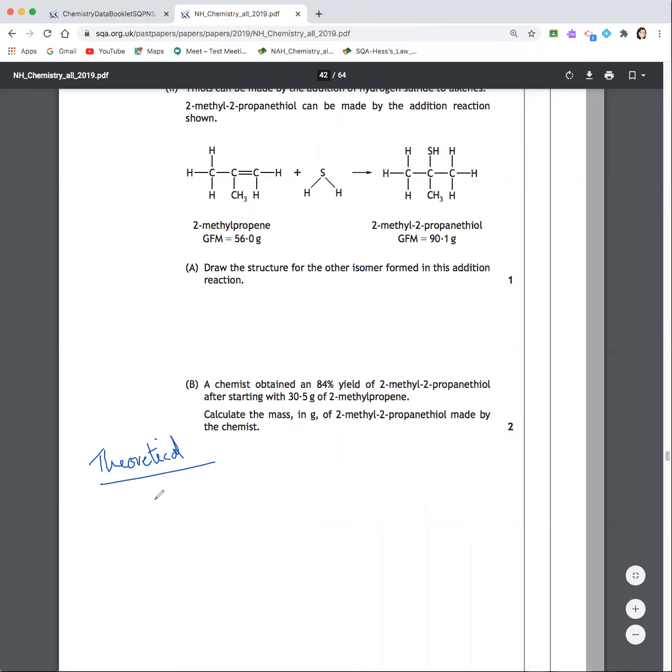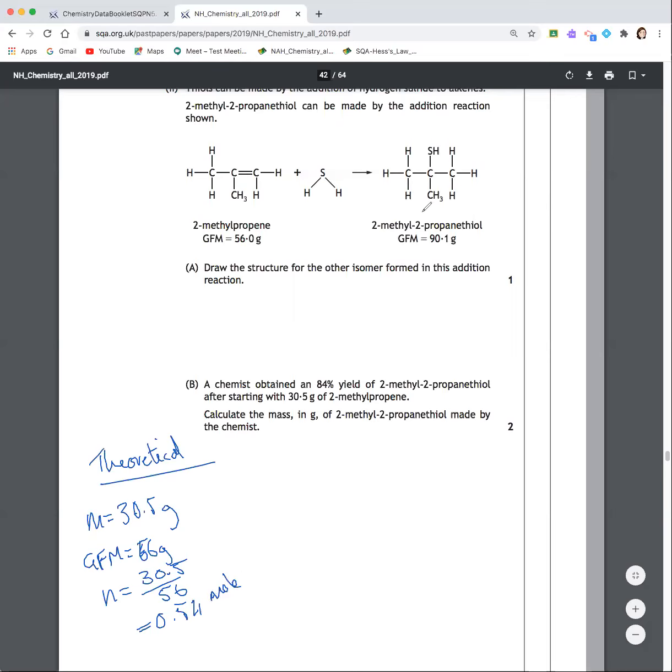So again, you can do this by working out number of moles or by doing it by direct proportion, but I'm just going to do the numbers of moles. So we've got the 2-methyl propane, we're starting off with 30.5 grams. The gram formula mass of it is 56 grams. So that means the number of moles we had was 30.5 over 56. So if you put that into your calculator, you might be able to hear my dog snoring now. Okay. So that's 0.54 moles if you round it.